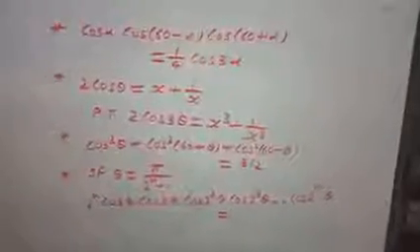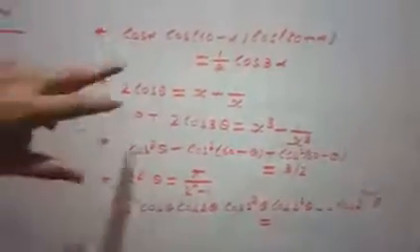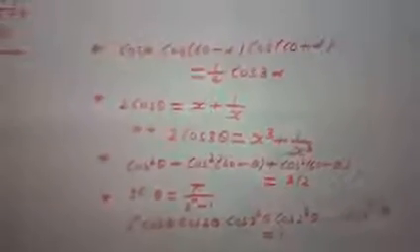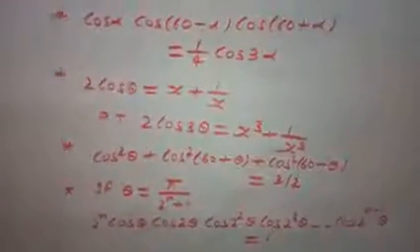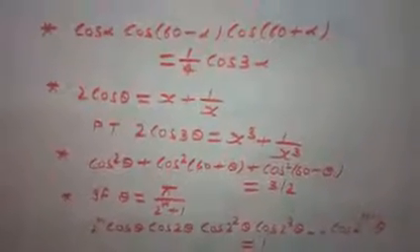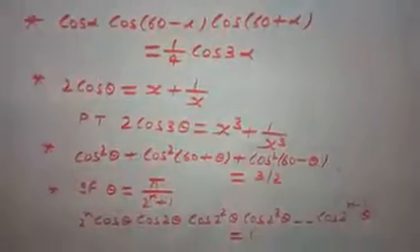Hello class, today I am going to solve these questions. First question is cos alpha into cos(60 minus alpha) into cos(60 plus alpha) is equal to 1 by 4 cos 3 alpha, and some more questions. First I am going to solve the first one.